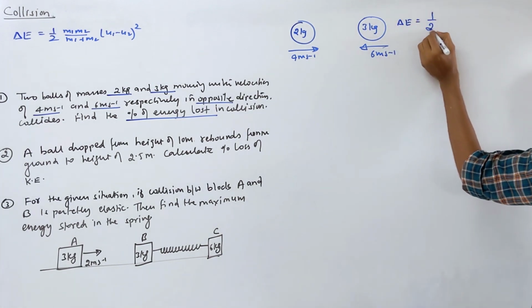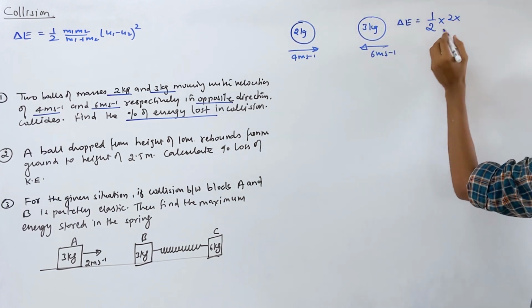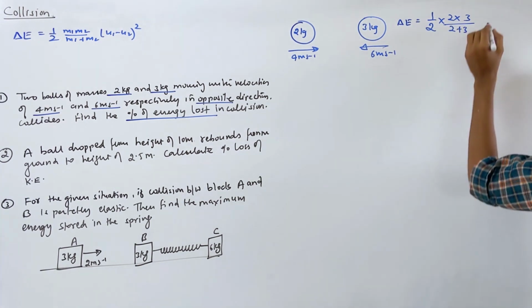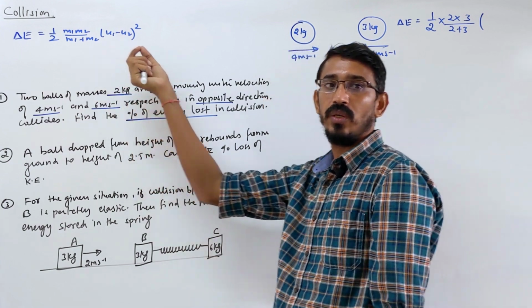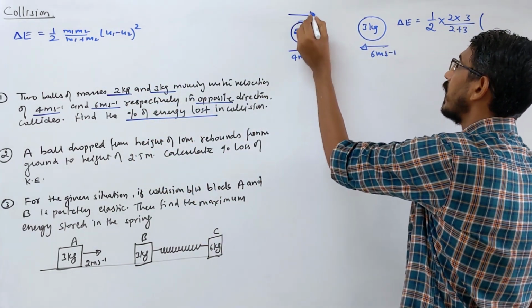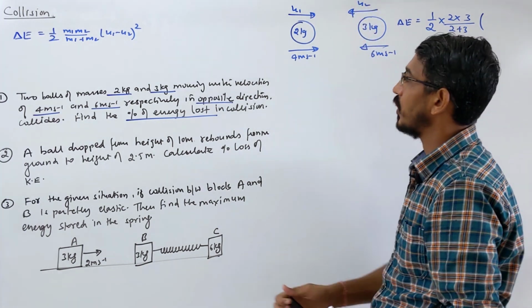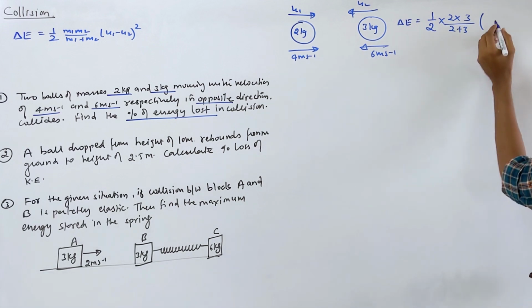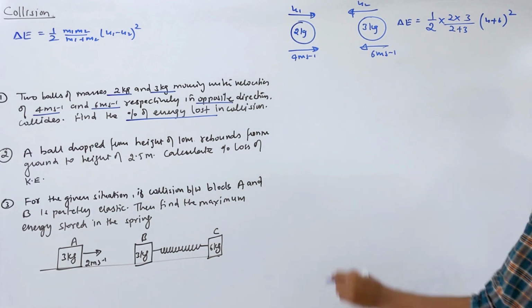We are writing the formula: half, m1 is 2 kg, m2 is 3 kg, by 2 plus 3. Then what will come here, u1 minus u2 or u1 plus u2? Look here, u1 we are calling the direction which is positive, then that ball is moving in this direction, so u2 will be negative. So an extra minus we will put here, and it becomes u1 plus u2. So it becomes 4 plus 6, and the square of this, not minus, give attention there, okay.